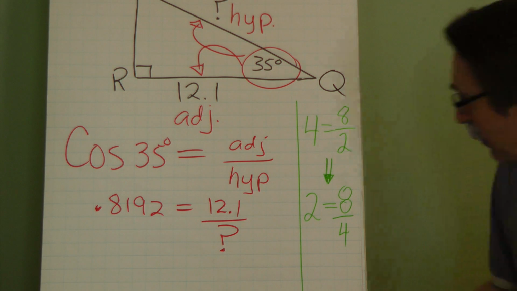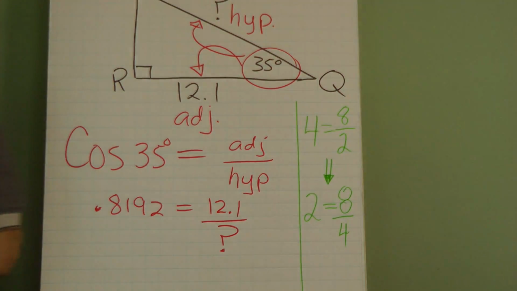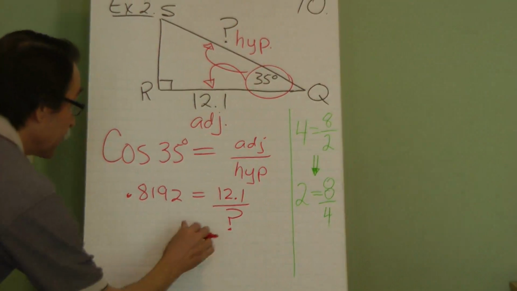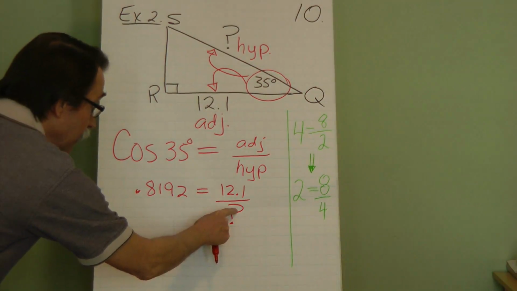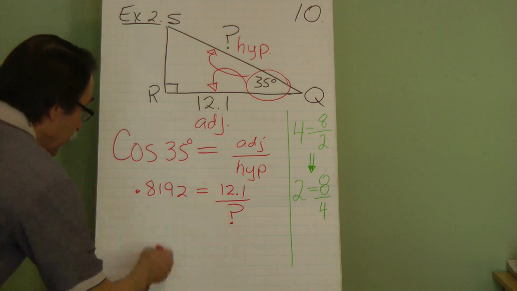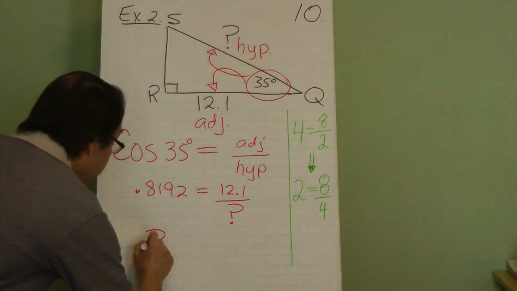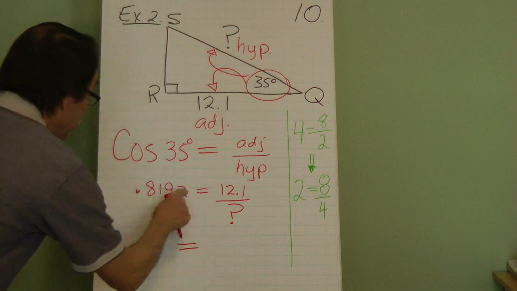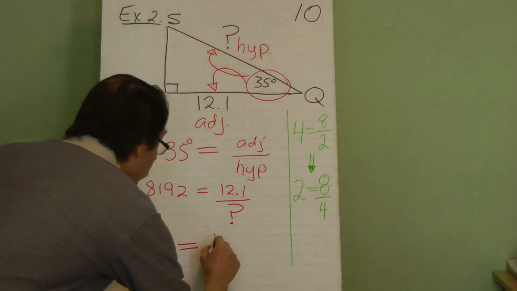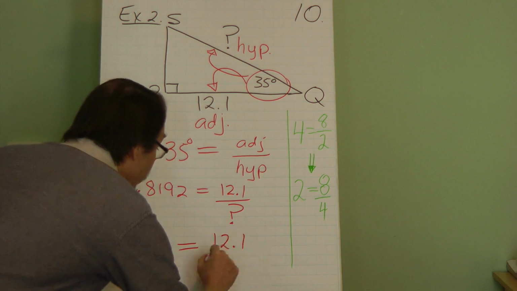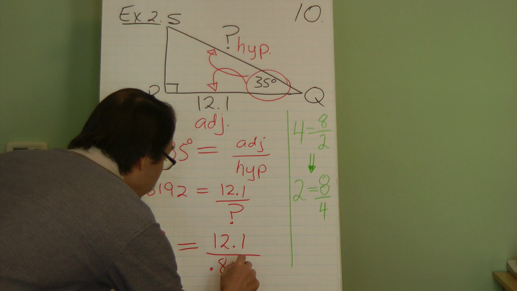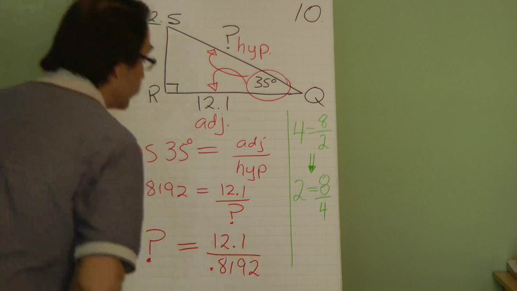Okay, so I'll just go back to here. I'm going to take this as my unknown and put it over to the side, and I'm going to put this guy on the bottom. So, 12.1 over 0.8192.